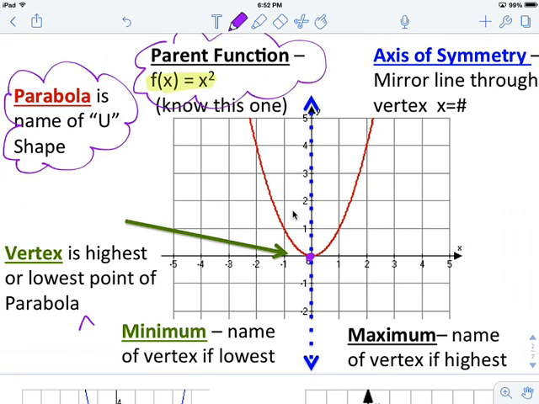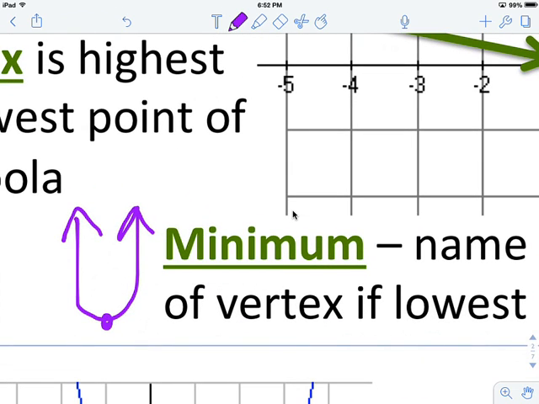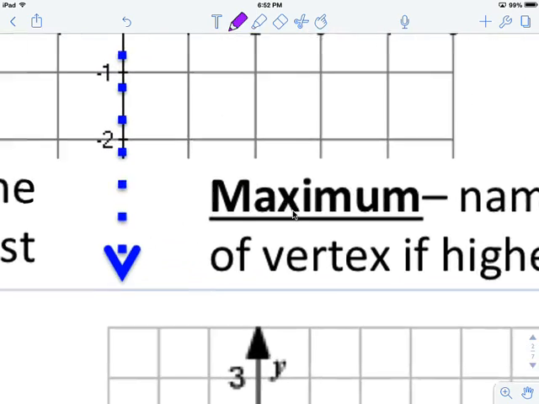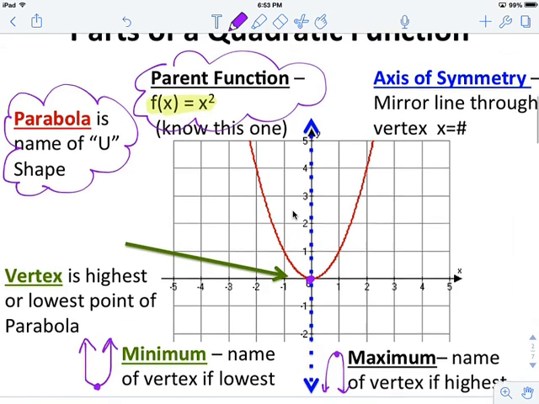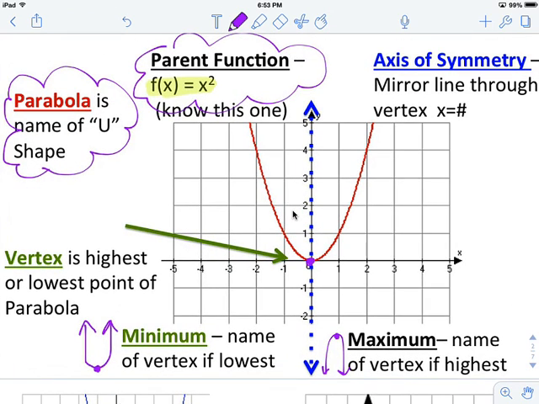So a minimum is when the parabola is facing upwards and the vertex acts as the lowest point on the graph. A maximum is when the parabola is turned upside down and the vertex is the highest point on the graph. The final word that you need to be familiar with is axis of symmetry.